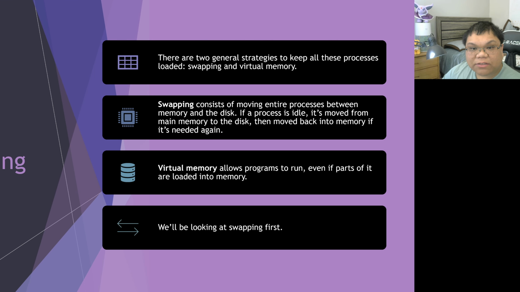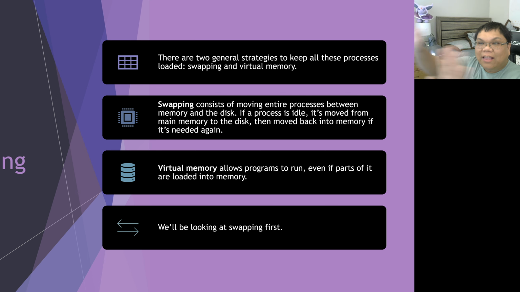There are two general strategies to keep all these processes loaded: swapping and virtual memory. We're going to look at swapping first. We'll look at virtual memory in a little bit. Swapping consists of moving entire processes between memory and the disk. If a process is idle, that means it's not doing anything. Why do we need to keep this in memory? We can just unload it, store it on the disk, and then we've freed up space that we can use for another process. If that process becomes active again, we can swap out something else and swap in that now active process. So that is the basis of swapping.